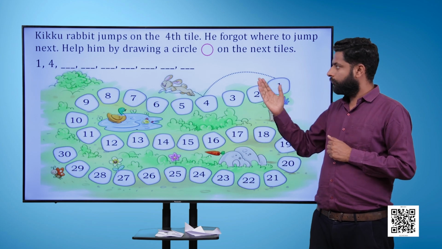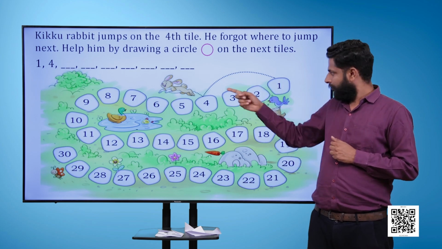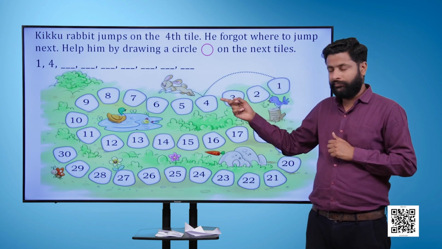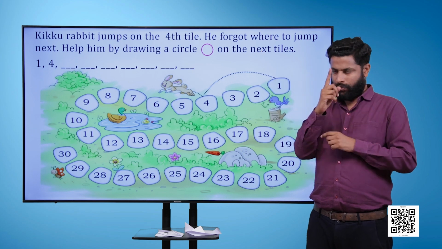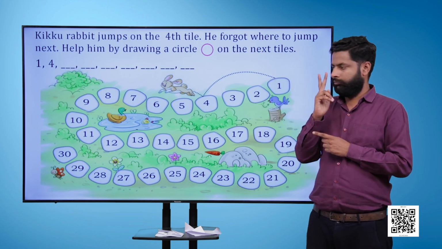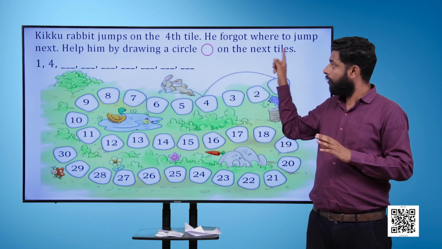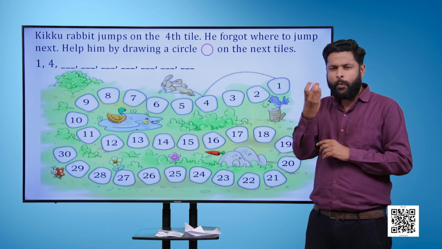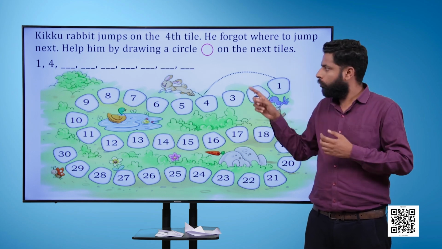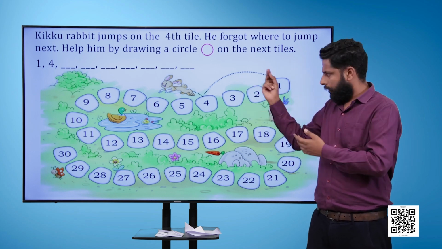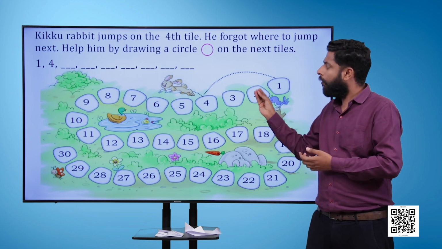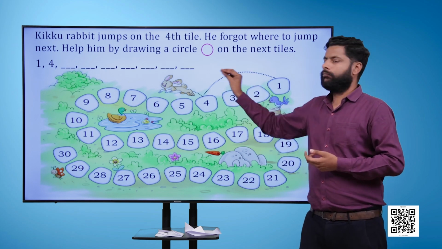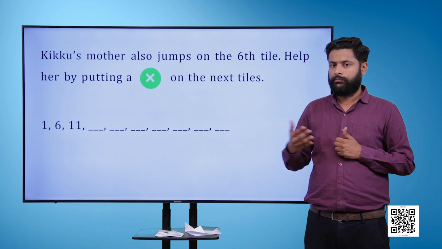Kiku Rabbit jumps on the 4th tile. He forgot where to jump next. Help him by drawing a circle on the next tiles. 1, 4, blank. Now, we have a related image here. Kiku the rabbit starts jumping from number 1 and lands on number 4. You have to tell us where will he land.